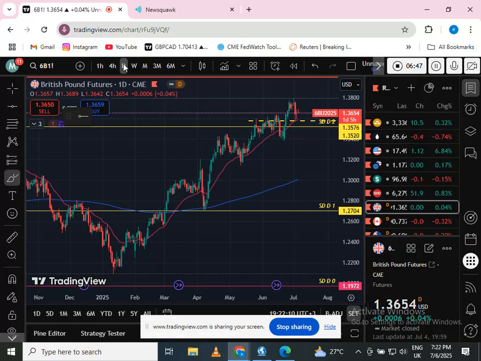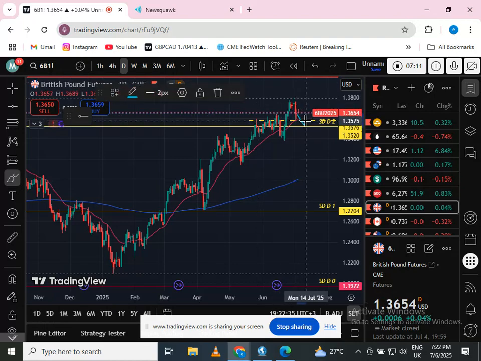So currently right now we are buying the GBP USD, whereby our main take profit target is going to be 1.40, whereby the price right now is at 1.36. So we're looking for a retracement around 1.35, 1.3545. So currently price is here, and we're looking for a retracement around this area here.